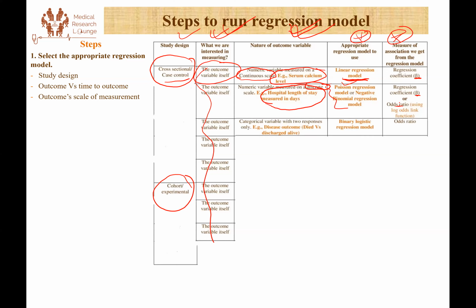The fourth option is when, in this design, while we're measuring the outcome variable in a cross-sectional or case control design, we can have a categorical variable, and that categorical variable could be just two responses. When we have only two responses, for example, for disease outcome, when we have only death or being alive, discharged alive, then we use a binary logistic regression model. And the measure of association that we get out of this regression model is odds ratio.